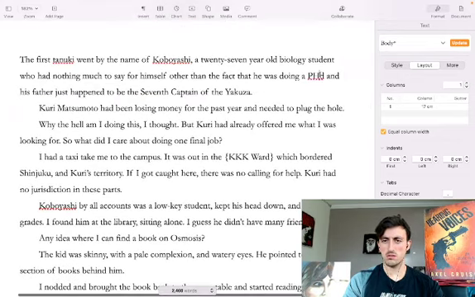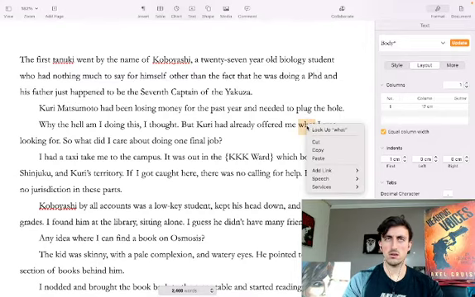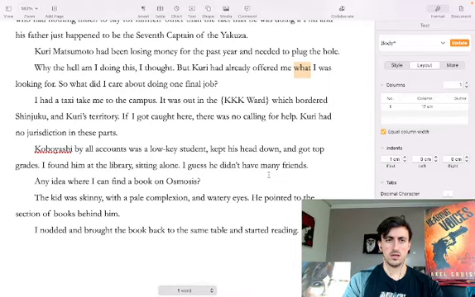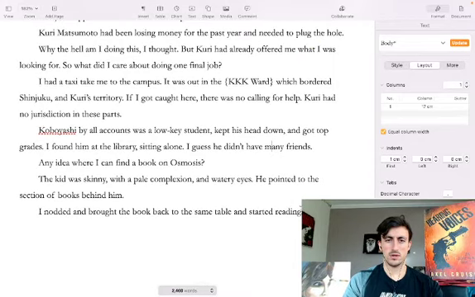How do you spell PhD? What is it? PhD like that? Yeah. Fudd, like Elmer Fudd. All right. Okay. I nodded the book back to the same table and started reading like I hated every damn word.